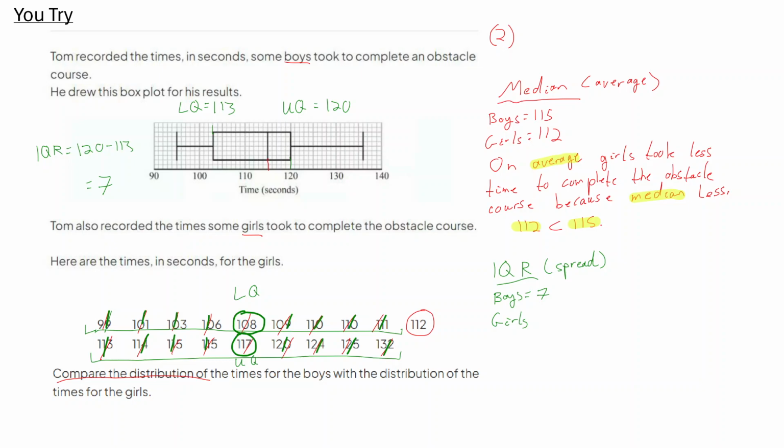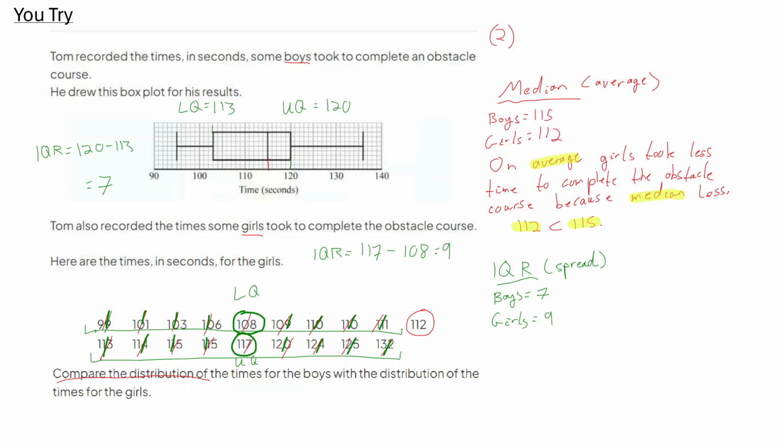117. So the interquartile range for the girls is going to be equal to 117 take away 108. Okay, 117 take away 108 is 9. So for the girls, the interquartile range is 9. So this time, the girls have a bigger interquartile range, which means that the time taken to complete the obstacle course is more varied. Because remember, IQR is a measure of spread.